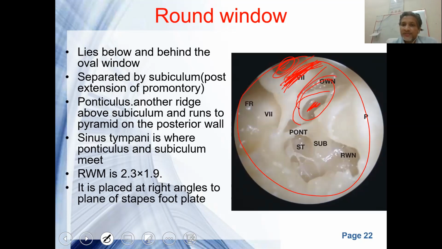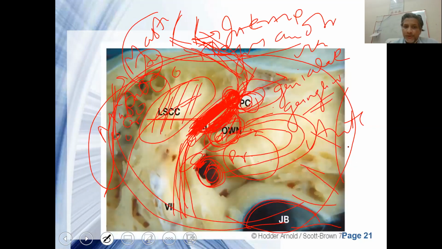So this is the facial nerve, it goes like this and then turns like this. This I think will be the stapedius muscle, and this is the ponticulus and subiculum. These are two recesses, and this will be the round window. So this will be the round window. This will be the stapes, this will be the oval window, and this will be the round window. This is the arch of the jugular bulb.